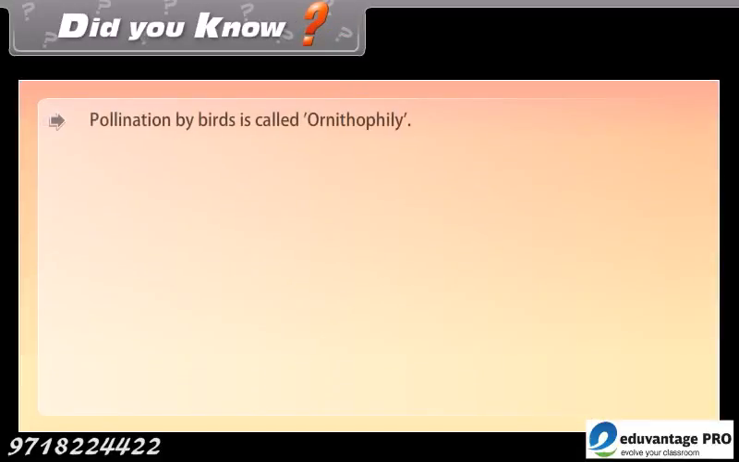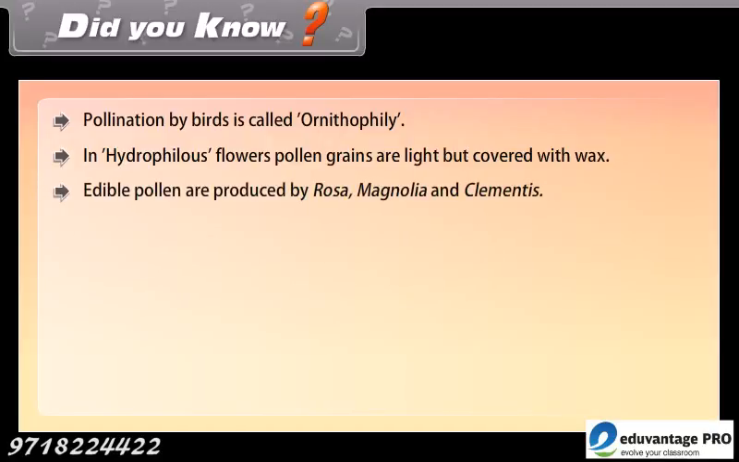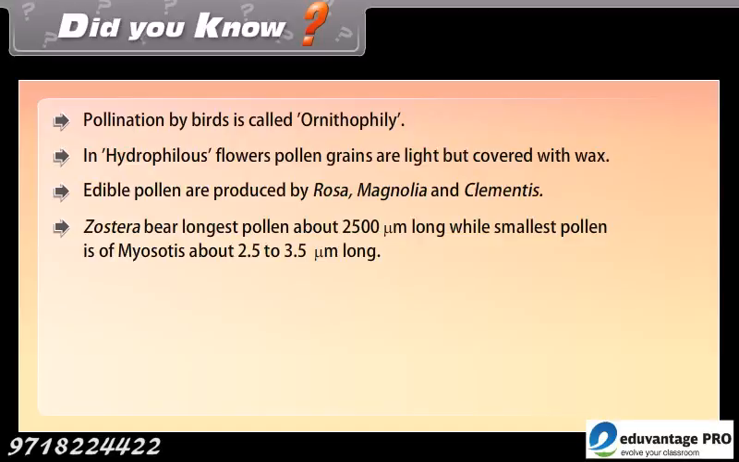Did you know pollination by birds is called ornithophilia? In hydrophilous flowers, pollen grains are light but covered with wax. Edible pollen are produced by Rosa, Magnolia and Clematis. Zostera bear the longest pollen, about 2500 μm long, while the smallest pollen is of Myosotis, about 2.5 to 3.5 μm long. Erythrina is pollinated by crows and squirrels.